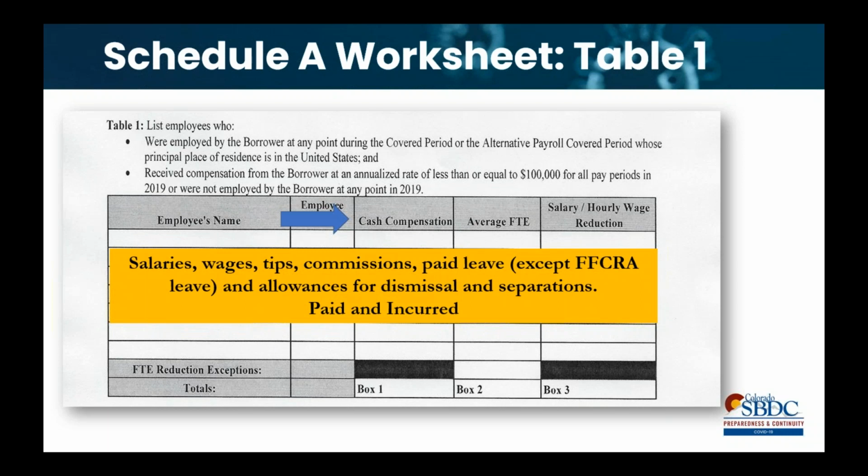The cash compensation portion is pretty straightforward for these employees. It includes salaries, wages, tips, commissions, paid leave, unless that leave is related to the Families First Coronavirus Act. If it is, see the next geek note, and allowances for dismissal and separation. Remember, you can include cash compensation that is paid during the covered period and cash compensation that is incurred during the covered period. If you are unclear on this point, see this next geek note.